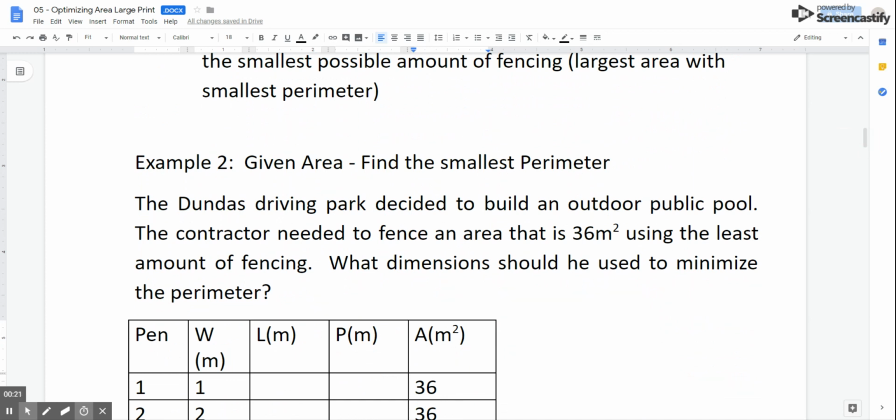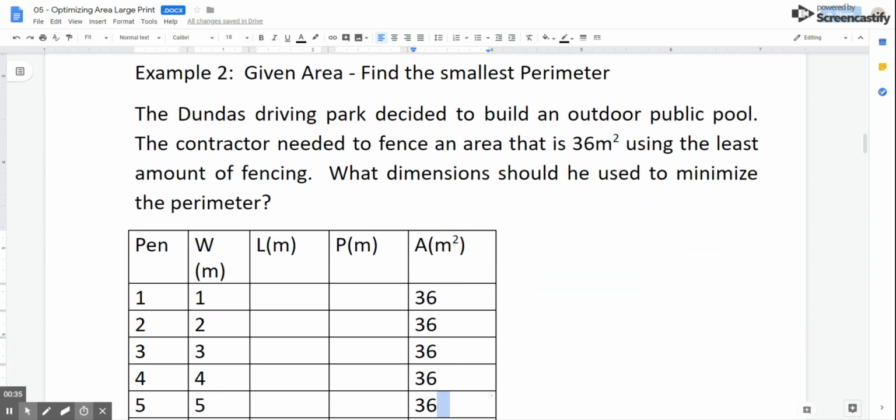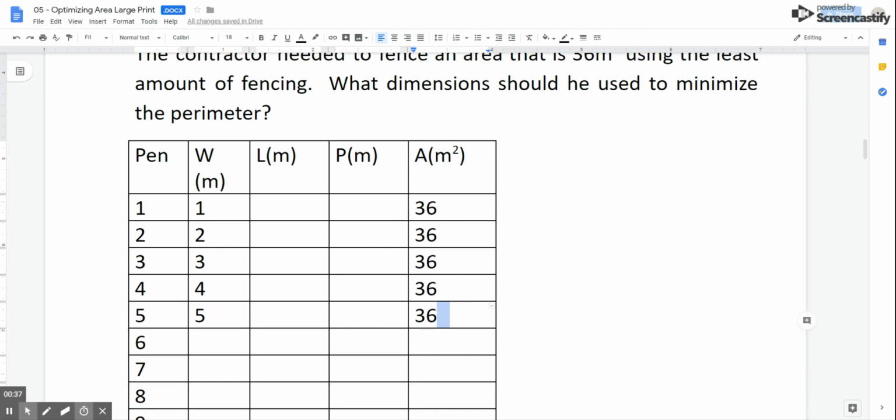The Dundas Driving Park decided to build an outdoor public pool. The contractor needed to fence an area that is 36 meters squared using the least amount of fencing. What dimensions should he use to minimize the perimeter? In other words, you want the smallest perimeter.